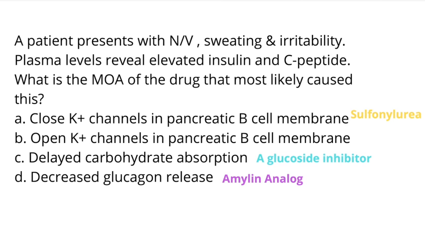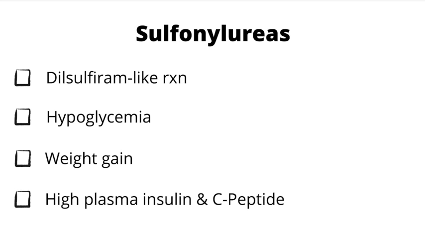Okay, so let's just take a step back and look at sulfonylureas. Like I said before, the mechanism of action is that they close calcium channels in the pancreatic B-cell membrane. This causes the cell to depolarize, thus causing insulin to release via an increase in calcium influx. But there are some very high yield adverse reactions. Of course, we already discussed all of these, but let's just recap. First one, disulfiram-like reaction.